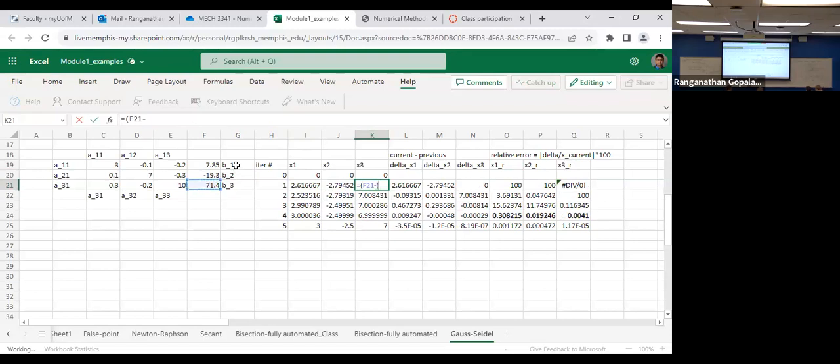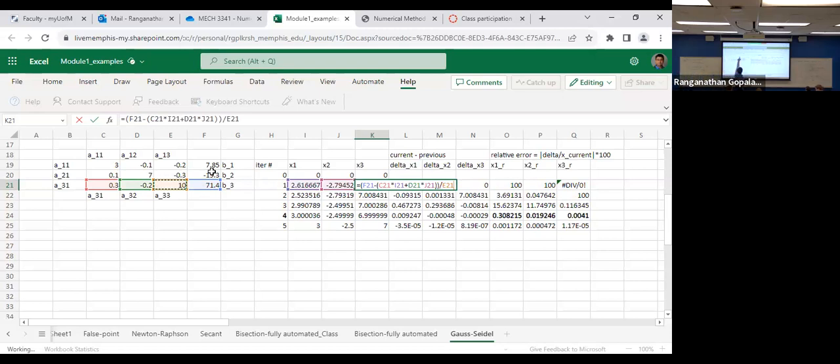F21 minus open bracket C21 times the latest value of x1 plus D21 times the latest value of x2, and then I have to close the bracket, divided by A13. Okay, this is the formula you want to punch in.